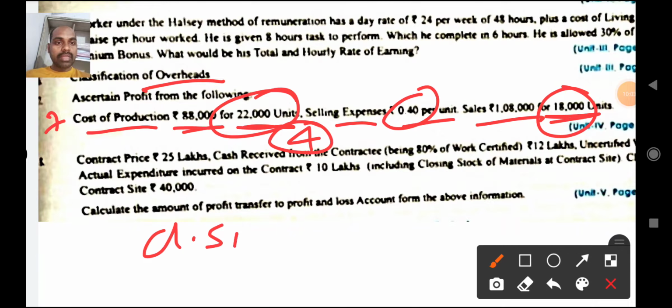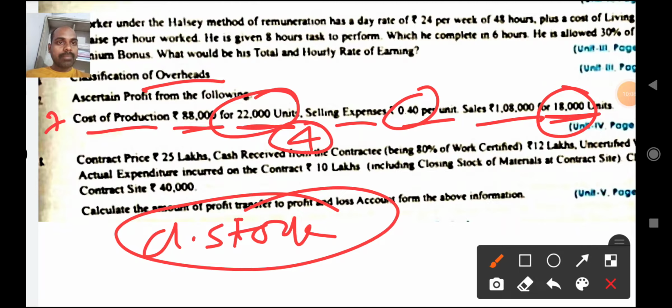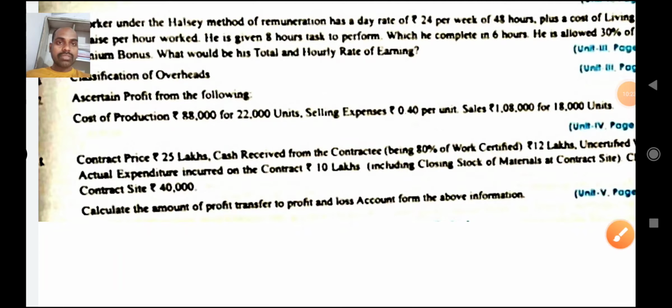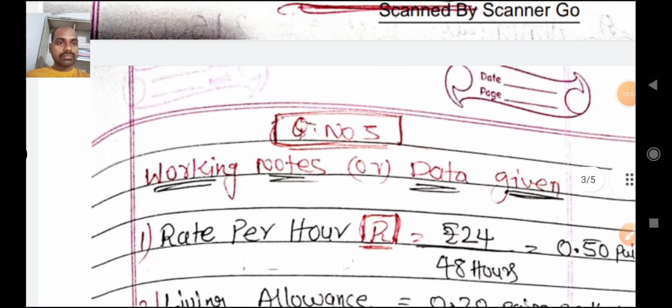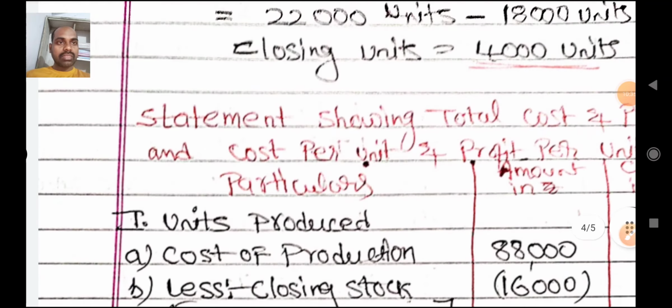ये किसी को दिमाग में आएगा, जिसके दिमाग पे ये क्लोजिंग स्टॉक बारे में आएगा, when you have produced 22,000 and you are selling 18,000, remaining will be your closing stock, ये किसके दिमाग में आएगा वो ये प्रॉब्लम सही करेगा, बाकी पूरे गलत कर देते. So closing stock is there, that is what we did in similar questions in the class also. So hope you are understanding the things. So let us do the answer without wasting any further time.